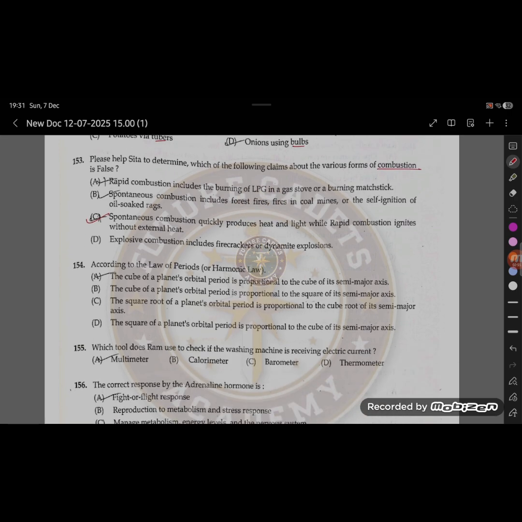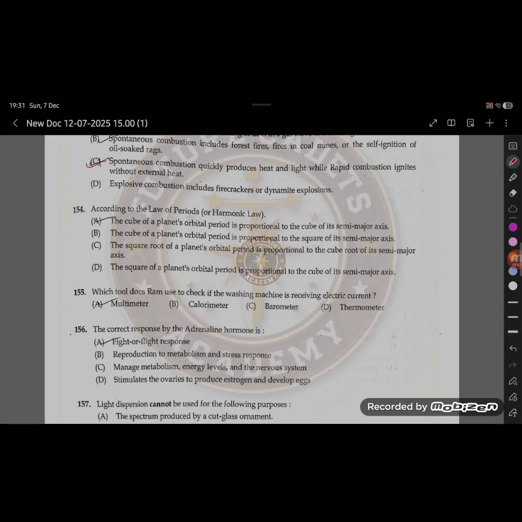Now, question number 154. According to the law of periods or harmonic law, a question from your physics, which would be the correct one? Let's check. A, the cube of a planet's orbital period is proportional to the cube of its semi-major axis. B, the cube of a planet's orbital period is proportional to the square of its semi-major axis. C, the square root of a planet's orbital period is proportional to the cube root of its semi-major axis. Or D, the square of a planet's orbital period is proportional to the cube of its semi-major axis. Sounds complex, right? For now, let's know that the answer is A.